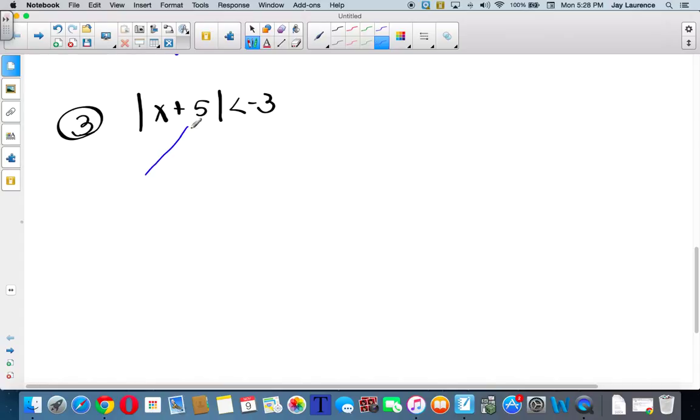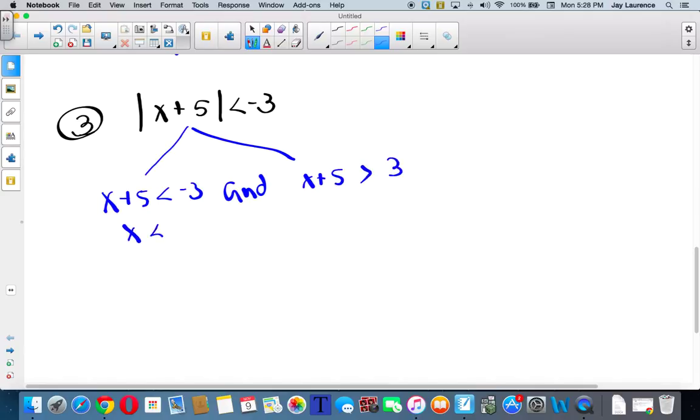The absolute value is alone, so I can break it up into two pieces. x plus 5 is less than negative 3, and x plus 5 is greater than positive 3. So I'm going to get x is less than negative 8, and x is greater than negative 2. Wait a minute. It's an "and", but it's going to look like an "or". Did you catch that? It's an "and" that's going to look like an "or".